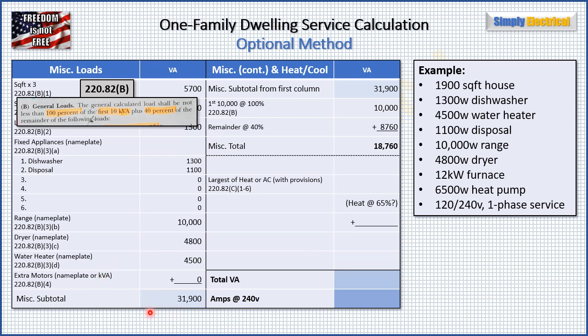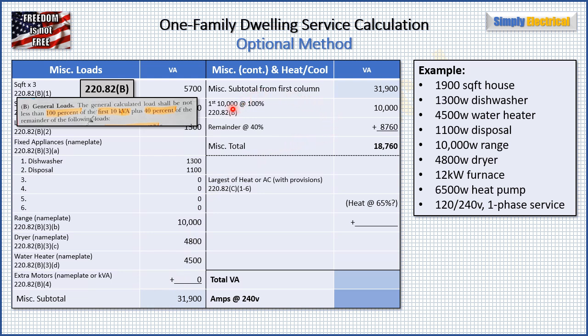Okay, now we're going to take that subtotal down here and just transfer that number right up to here, 31,900. That's your subtotal from the first column. Now we're going to get into our demand factors. And remember, I told you we're going to be coming back to this phrase in 220.82b. We already read this once. It says, general loads. The general calculated load shall be not less than 100% of the first 10 kVA plus 40% of the remainder of the following loads. So the following loads were all these loads over here that we added up.